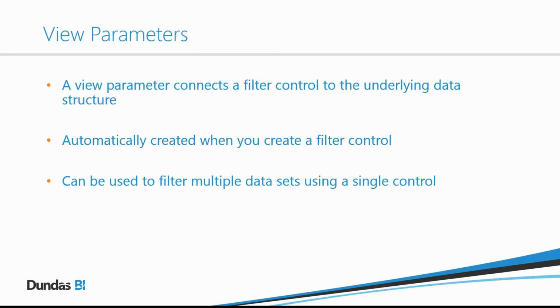Before we go on, I'll need to talk a little bit about view parameters and their relationship to filters. View parameters are the dashboard's way of connecting a filter control to the underlying data structure. When you create a filter control, a corresponding view parameter is automatically created for you, so you don't need to worry about that. However, if you ever need to change anything about the way your filter control works, you may need to work with the view parameter itself.